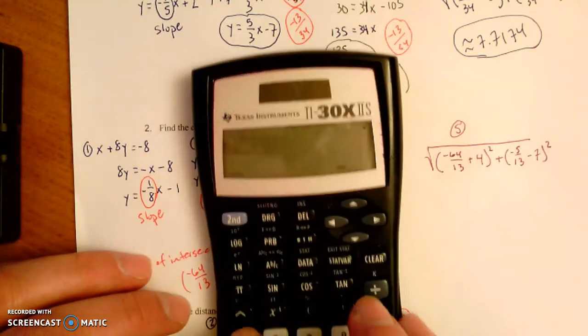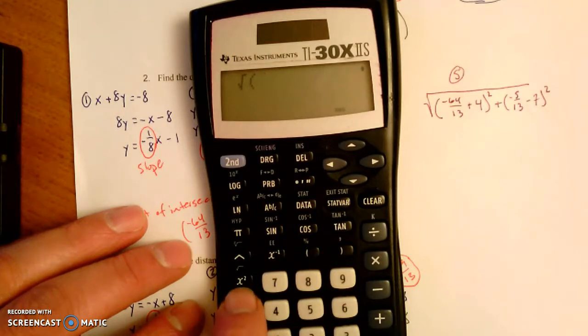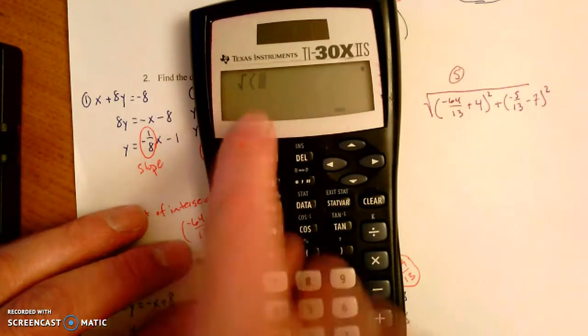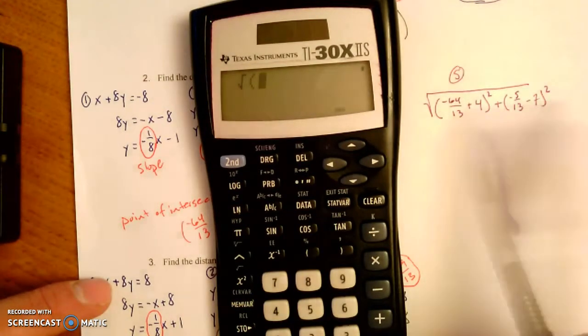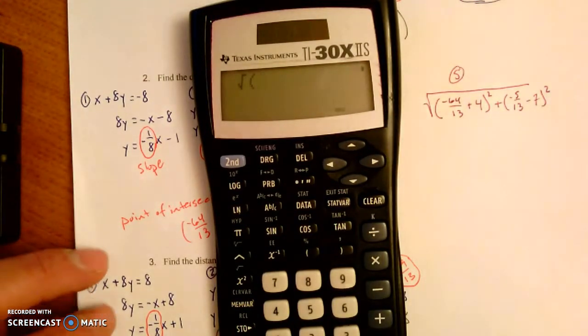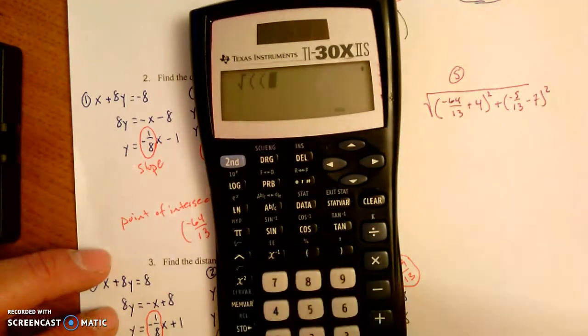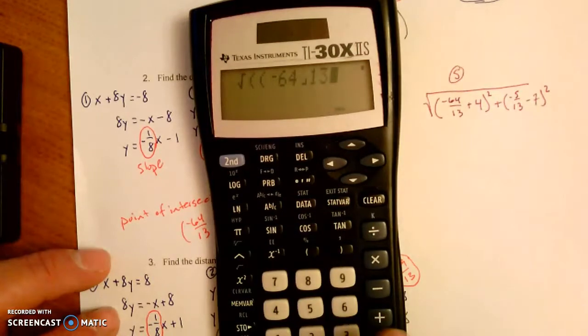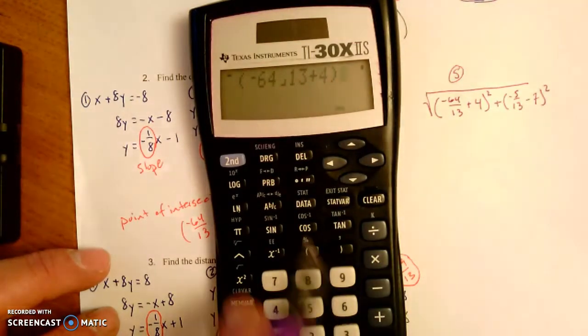I'm going to go second, square root, so I get my square root thing out there. That's the x squared button here. Notice it opens up some parentheses. Everything that's underneath that square root is all got to be wrapped up in a set of parentheses. So I need to open a separate set of parentheses for this first expression. Now I have negative 64 over 13, so negative 64 ABC 13 plus 4. Close out those parentheses. Put our squared in there.